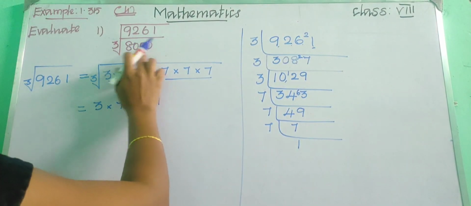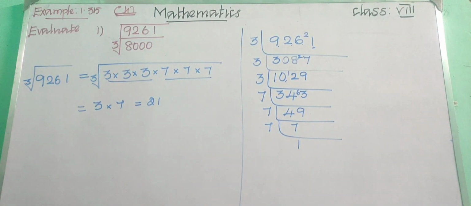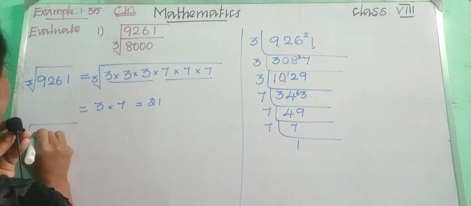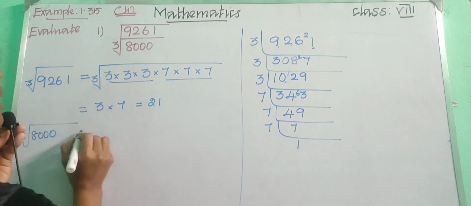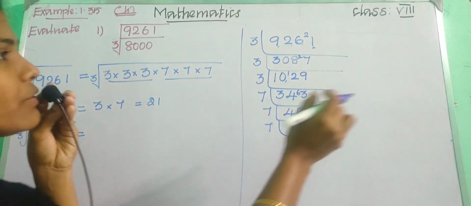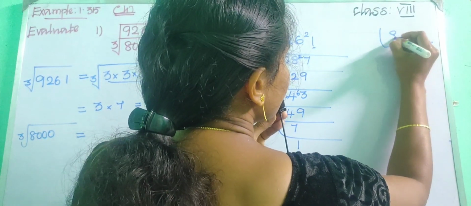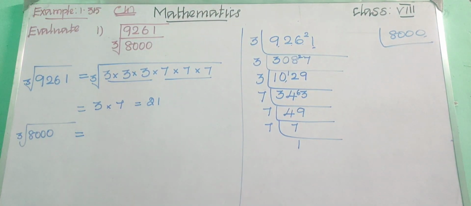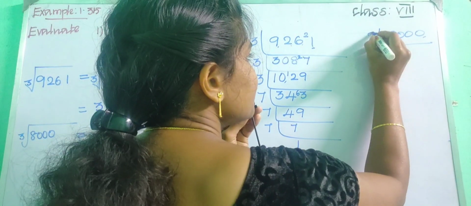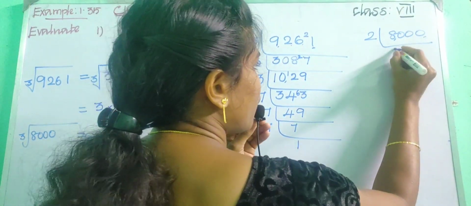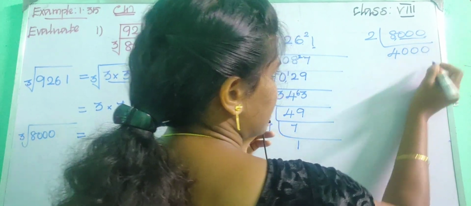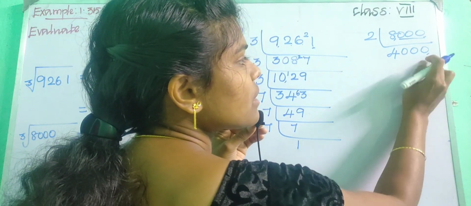So let us find the cube root for 8000. Cube root of 8000 equal to. Now let us find the prime factorization for this 8000. See, in the units place we are having 0, so can we use the 2 table? Okay, let us use the 2 table. Here we are having 8, so 4 2s are 8, and we are having 3 zeros, so we can put 3 zeros here. Again we can put the 2, right?